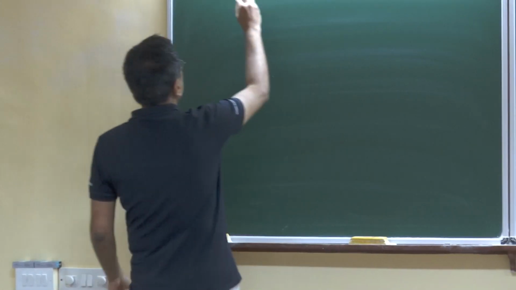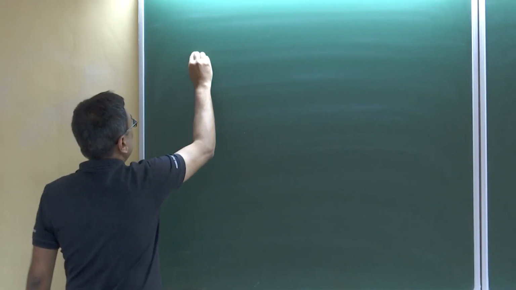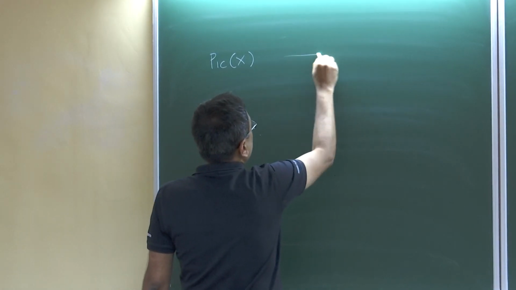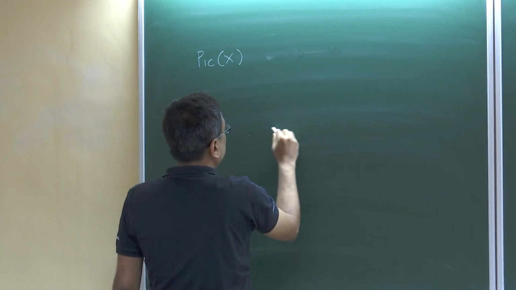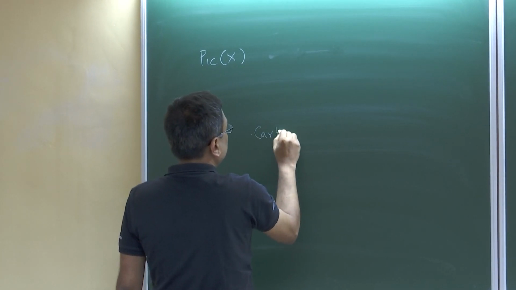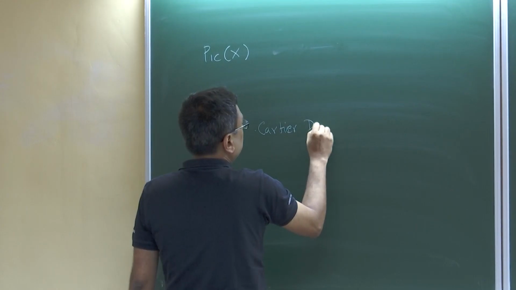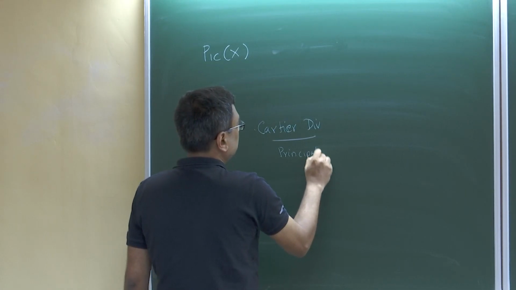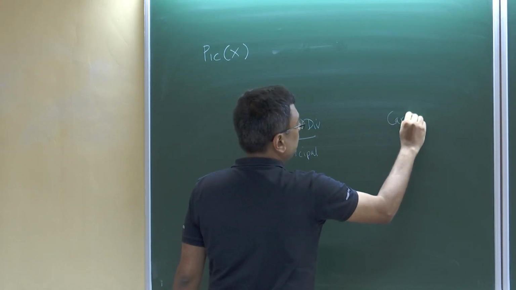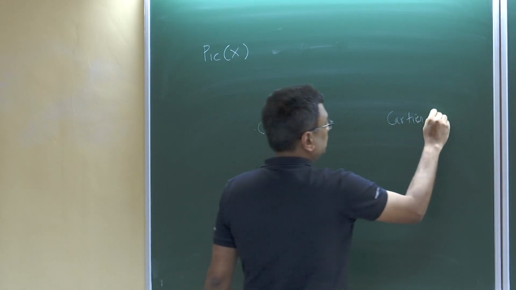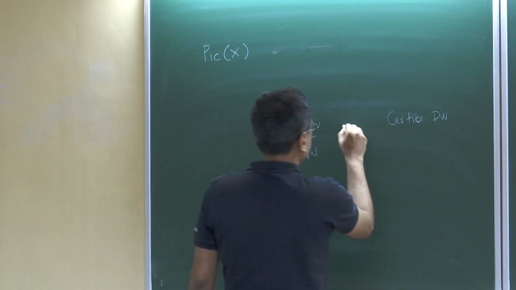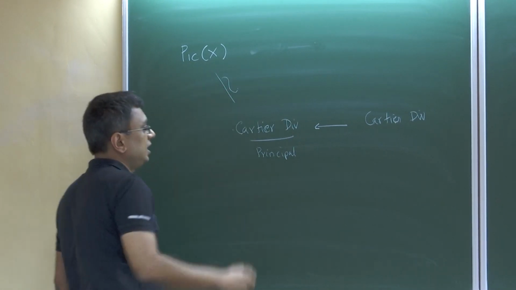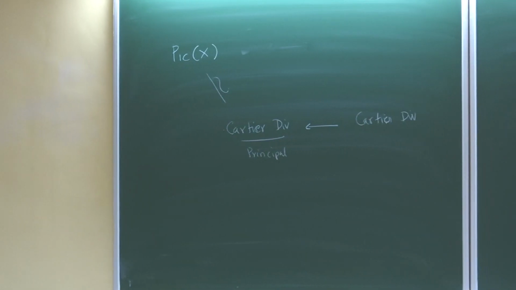Okay, so let us recall the main players. So we have this Picard group. And there is this group of Cartier divisors modulo principal Cartier divisors. And there is this group of Cartier divisors without taking the quotient. Of course, this comes first. And this is the quotient map. What we observed is that the Picard group is the same as Cartier divisors modulo principal Cartier divisors.